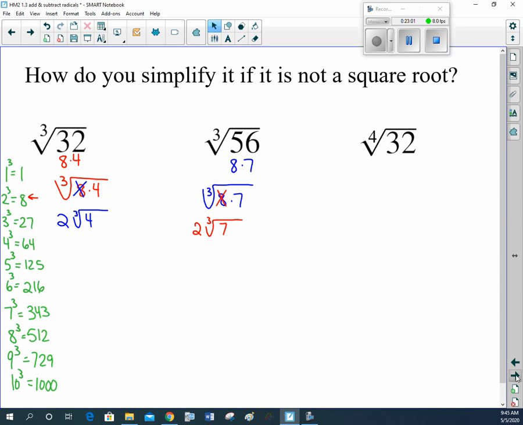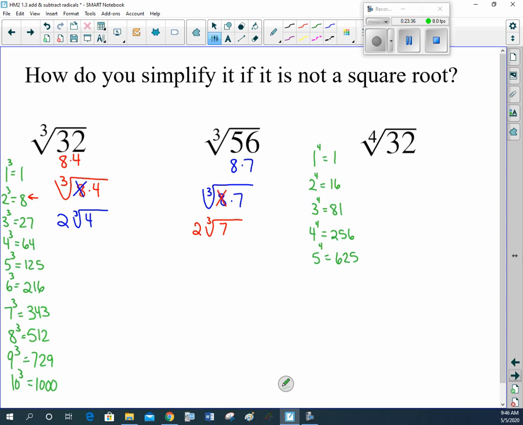Okay, so what about fourth roots? Well, you do the same thing. You would try to figure out perfect fourth power factors. So 1 to the fourth is 1. 2 to the fourth is 16. 3 to the fourth is 81. 4 to the fourth is 256. And 5 to the fourth, that's as far as we'll go because that's plenty big. We won't have numbers that big. 625.